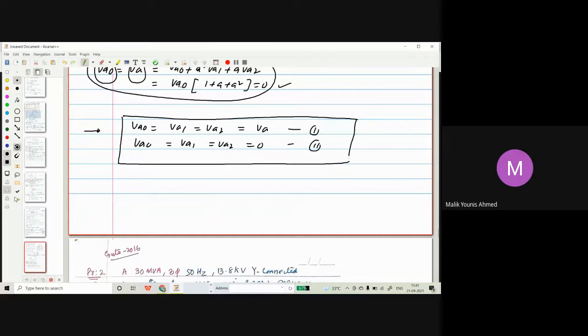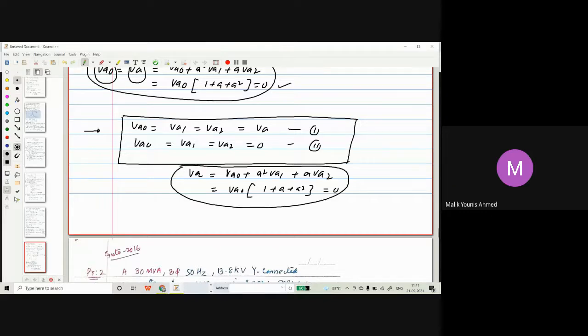Apparently it looks, sir, how can it be that one equation has two values? But this is an unsymmetrical voltage, and it can further be split into the symmetrical components, VA naught plus A square VA1 plus A VA2. In either case these are the same, but then we can take it common and again get the same result. That will be equal to zero because this voltage will be equal to zero. So the symmetrical components themselves will be zero. So it doesn't matter at all.